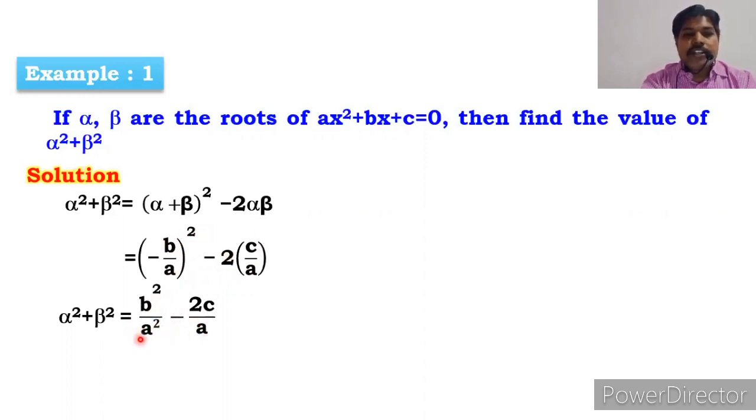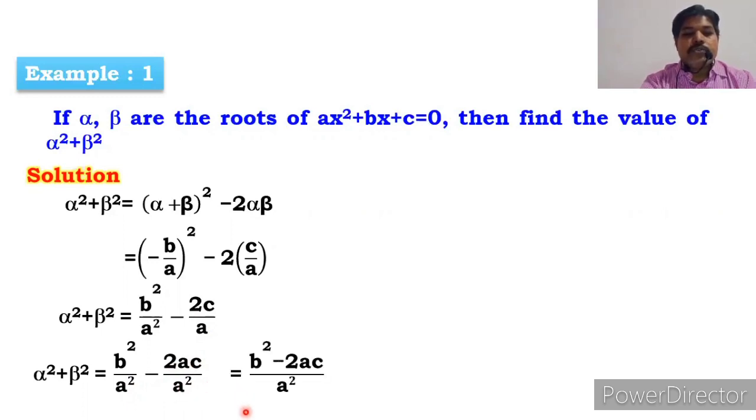So here the denominator is a square and here the denominator is a. So I am taking one more step to take the LCM a square. That's why I multiply and divide with a. It will become 2ac by a square, because the denominator of b square by a square is a square. So you can take the denominator of 2c by a as 2ac by a square. It is easy to take the LCM, so that's why I multiply and divide with a. Then it will become b square minus 2ac by a square.